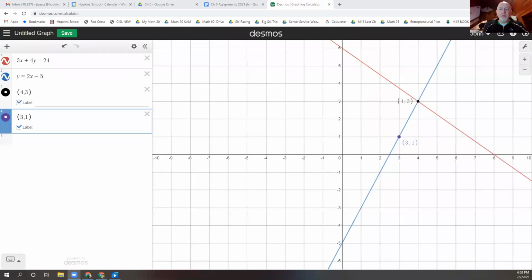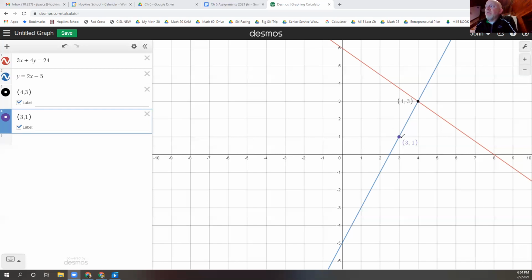So we're going to take a look at Desmos a little bit. And what I've put up here is a graph of systems of equations. So here's the equation itself, 3x plus 4y equals 24. That graphs this red line. And y equals 2x minus 5, that graphs this blue line. And Desmos is showing us the intersection point of 4, 3.